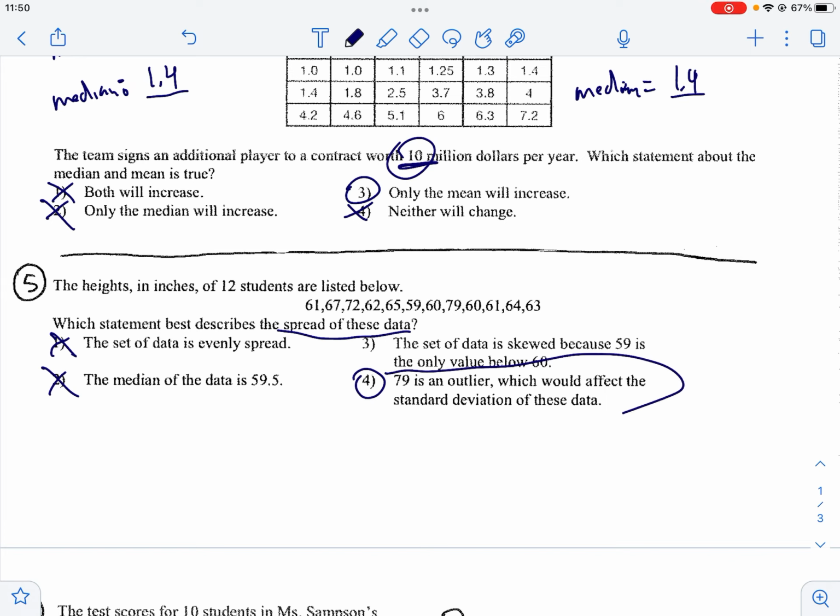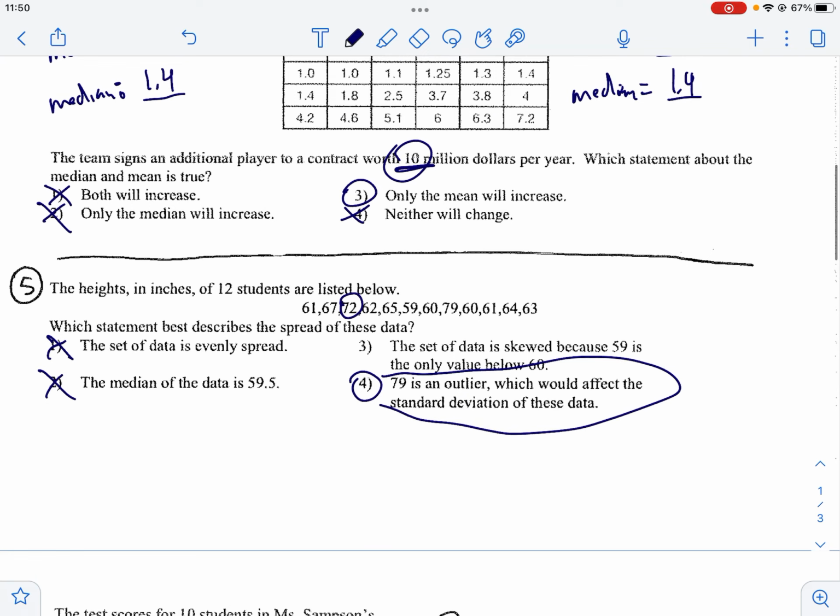79 is definitely an outlier, and that's going to affect the standard deviation. We can say that the data is skewed. Skewed means it's not symmetrical, but that's because of 72 and 79. It's not because of 59. It's not because it's the only value below 60.